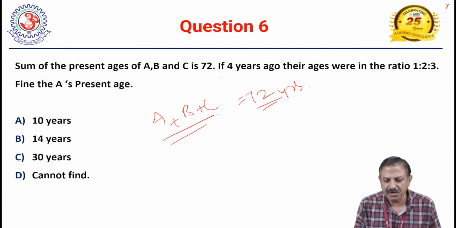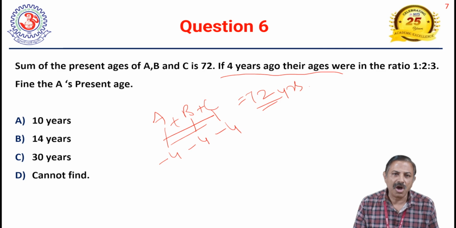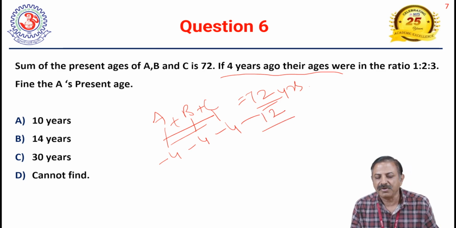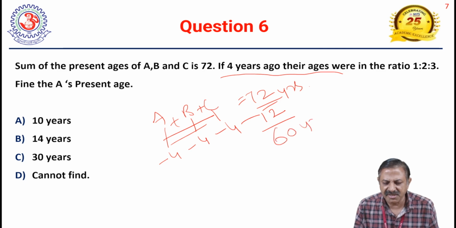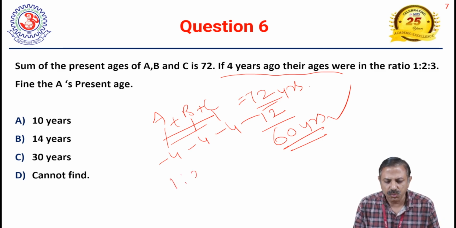Here also in the same question, 4 years ago, what happened? For A, I must decrease 4 years. For B, I must decrease 4 years. For C, I must decrease 4 years, because age is common for all the students. We have to decrease equally. So here also 72 minus 12 years, for A minus 4, for B minus 4, for C minus 4, I'm going to get 60 years. So the sum of the ages 4 years ago is 60. The ages were in the ratio 1 is to 2 is to 3. So these are only the ages of the three persons. So 3 plus 2, 5, 5 plus 1, 6.